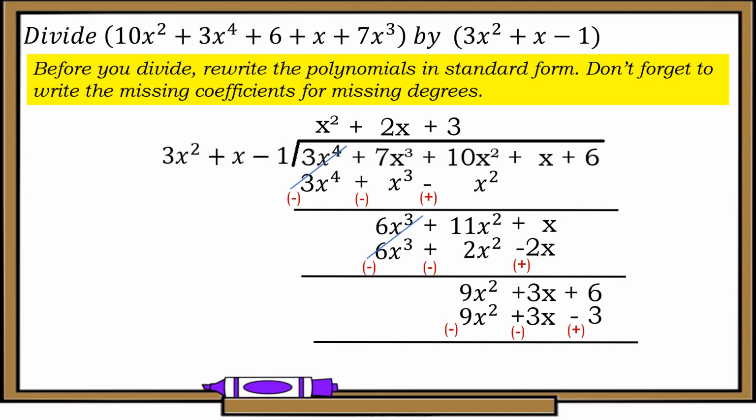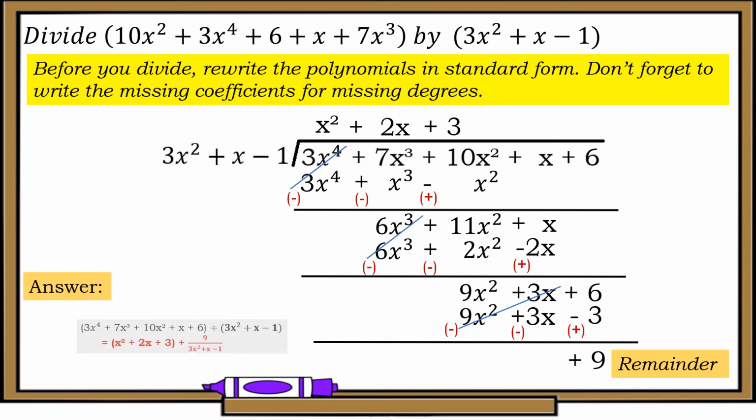Then, you simplify. Yung 9x squared minus 9x squared at yung 3x minus 3x, cancel sila. So, ano na lang? 6 plus 3, we have 9. Wala na tayong i-bring down. Therefore, 9 here is the remainder.